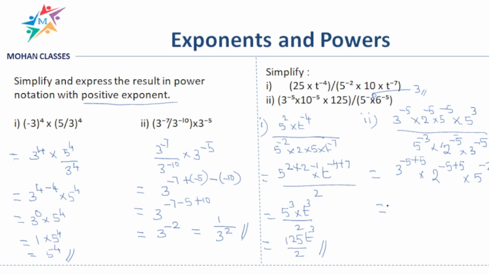Now we have to simplify. 3 to the power of minus 5 plus 5, 0. Into 2 to the power of 0. Into 5 to the power of 1. 5 to the power of 1, we need not put the 1, we can put 5. But if we put 1 or not, it is valid. So 3 to the power of 0 into 2 to the power of 0, what will we get? 1 into 5. So your answer is 5. Clear? Let us go to the next.